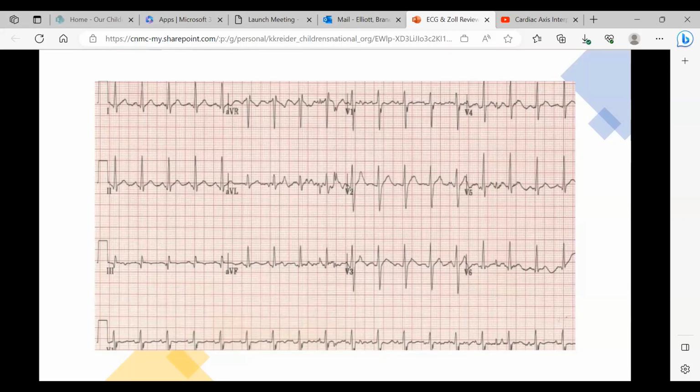And then, just off the bat, what does it look like as far as, if she had to give it a rhythm name? So axis and rhythm name.